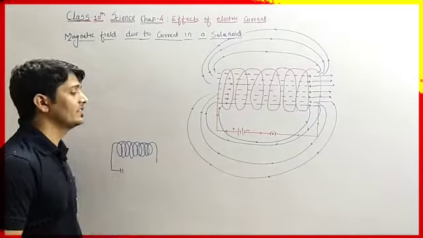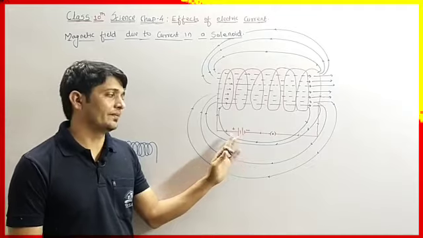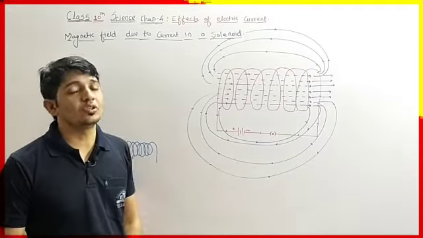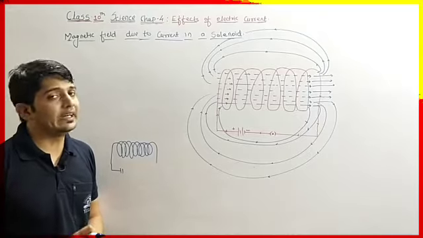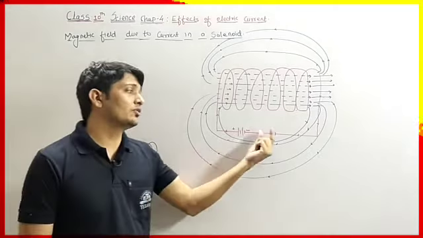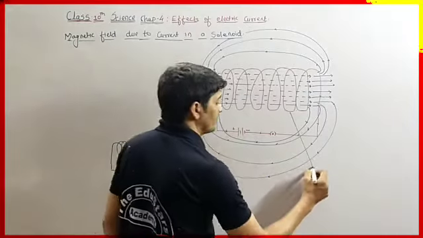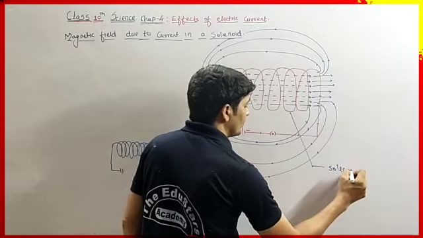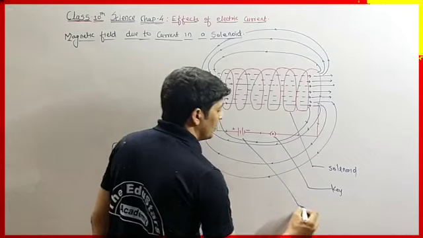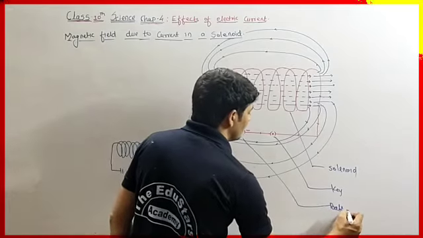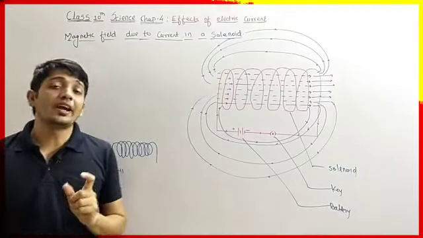This solenoid is then connected with an external source of electricity called a battery or cell. And here we have connected a switch so that according to our wish we can switch on and switch off the flow of current in the circuit. So when current is flowing through this circular loop called solenoid, this is the key and it is a battery, according to the right hand thumb rule.